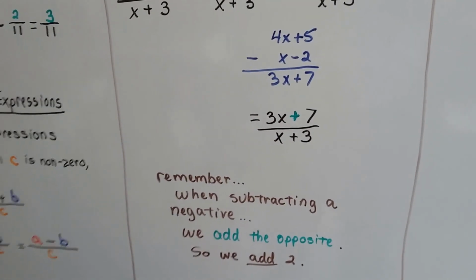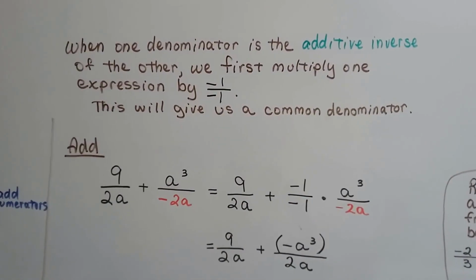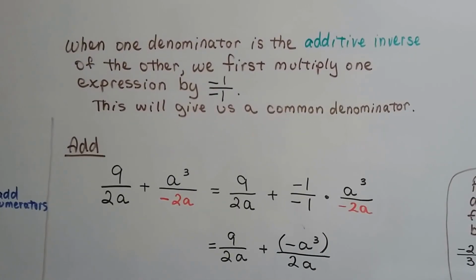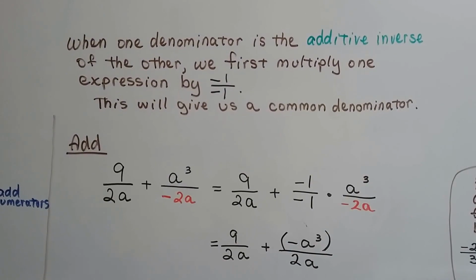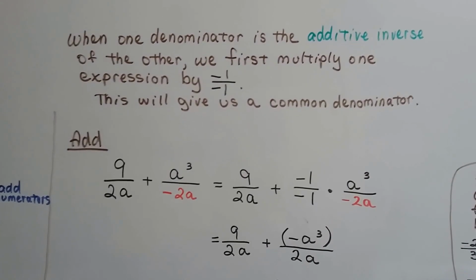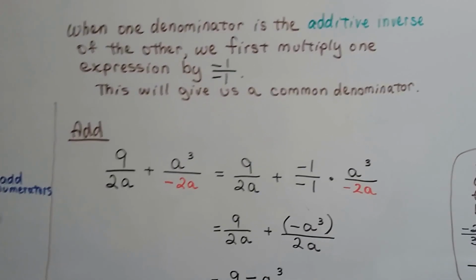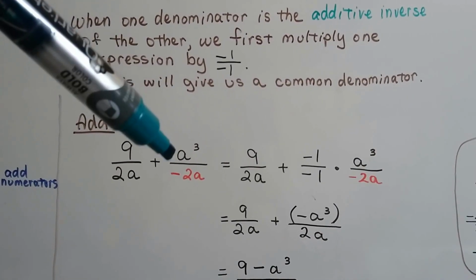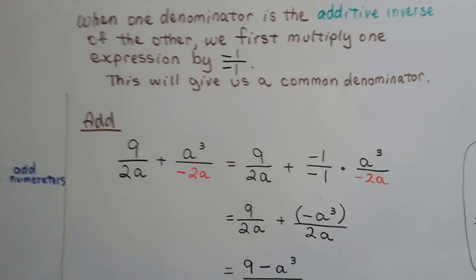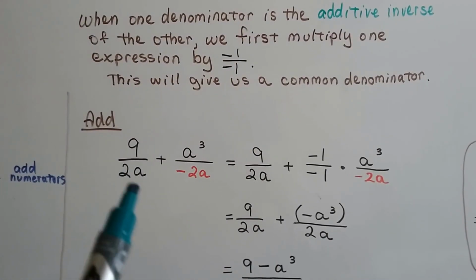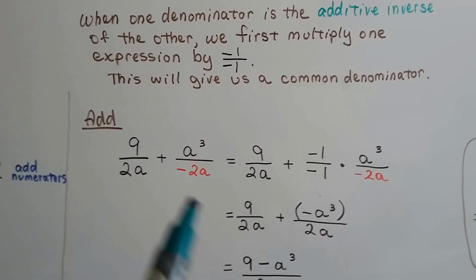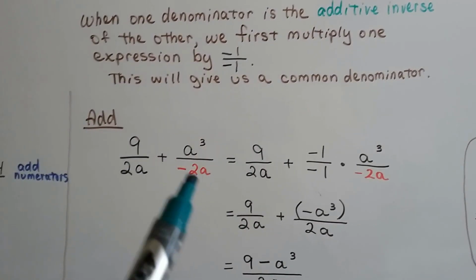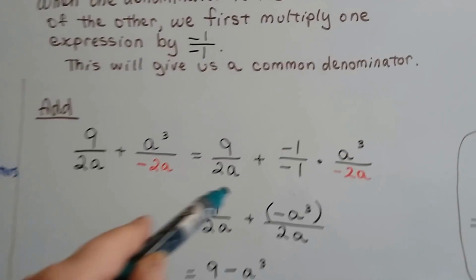Okay? Add the opposite. All right, when one denominator is the additive inverse of the other, we first multiply one expression by a -1 over a -1, and this will give us a common denominator. So we've got 9 over 2a plus this subtrahend of a to the third power over a -2a. Well, those aren't like denominators, are they? So we can multiply this subtrahend by a -1 over a -1, okay?